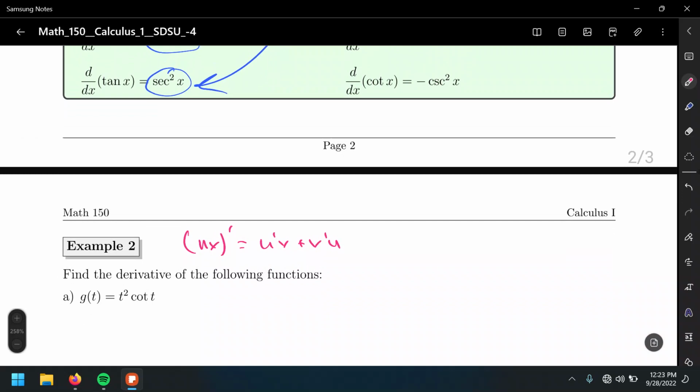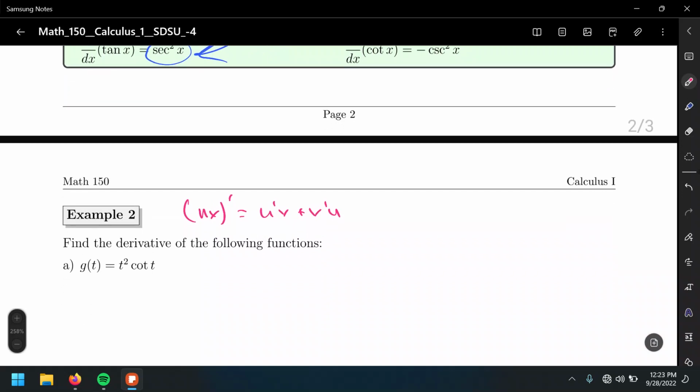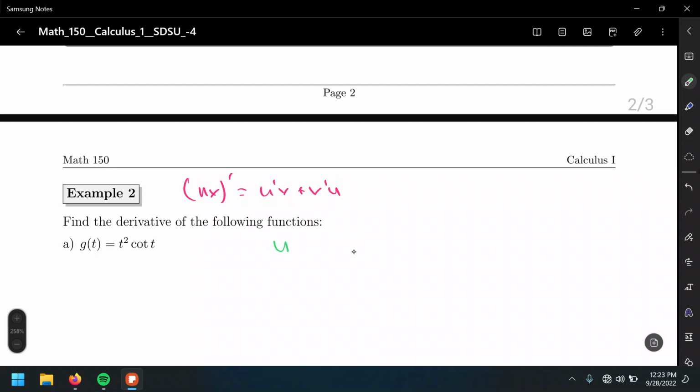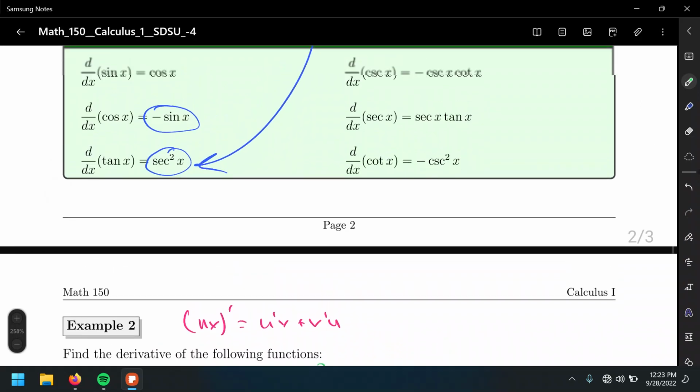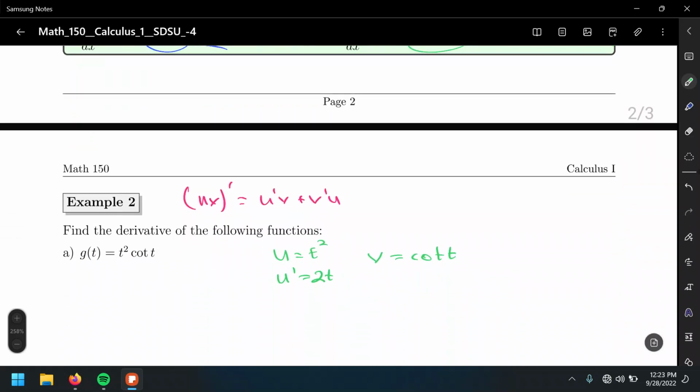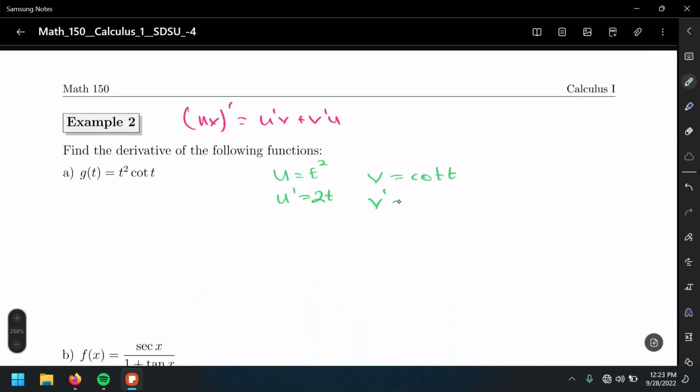So let's see. Again, I would list everything, like what's u, what's v, and in this case u would be t squared and v equals cotangent of t. All right, so what's u prime? What's the derivative of t squared? 2t. And what's the derivative of cotangent? Well, let's go back to the table here. The derivative of cotangent is negative cosecant squared. All right, so that's v prime.